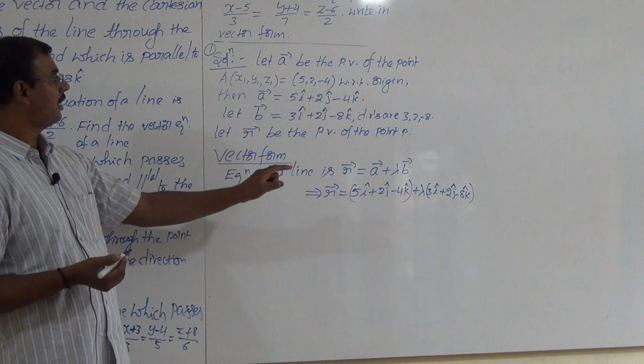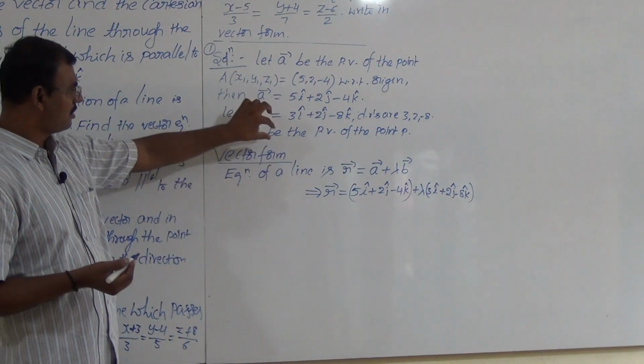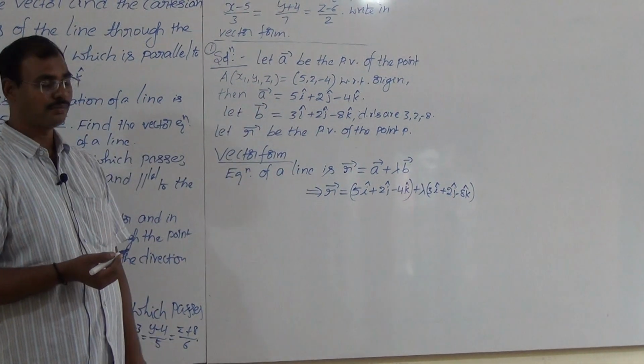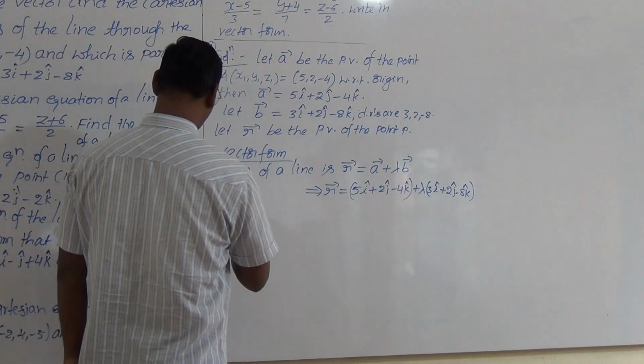Passing through the point and parallel to the vector. Just substitute in the formula, that is enough. No need to derive anything, it is a solved, derived theorem.